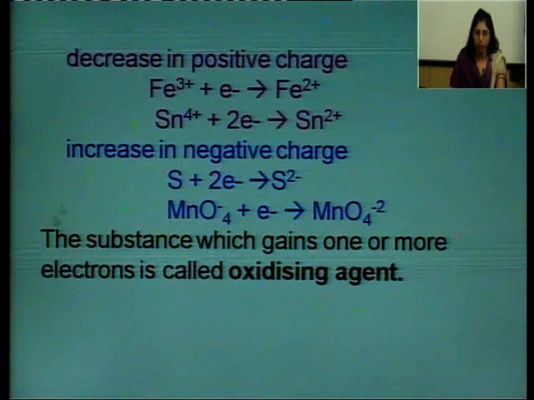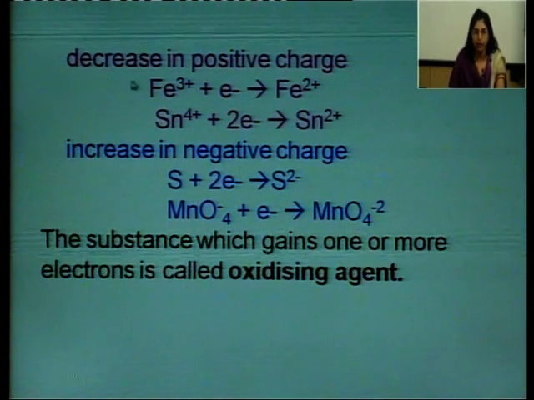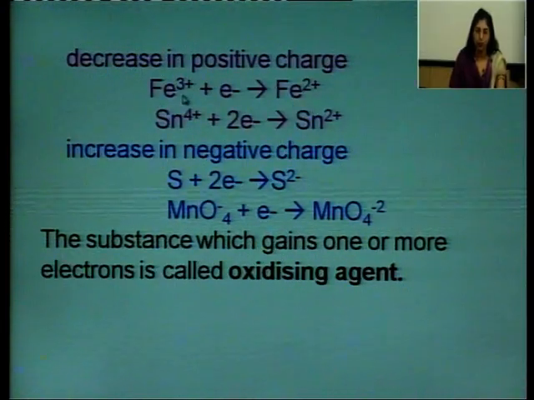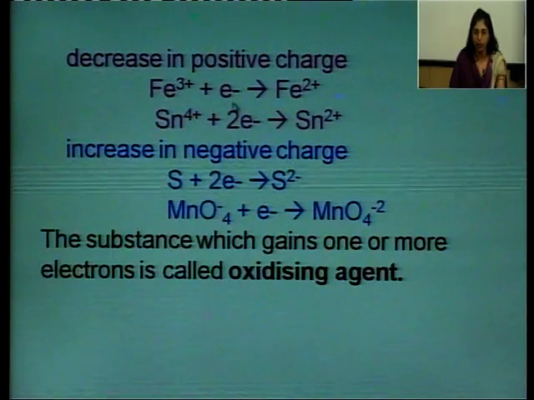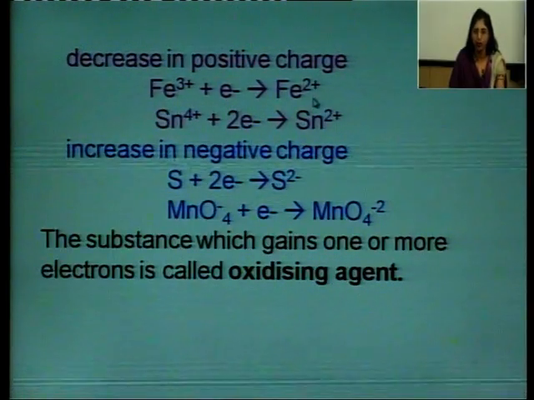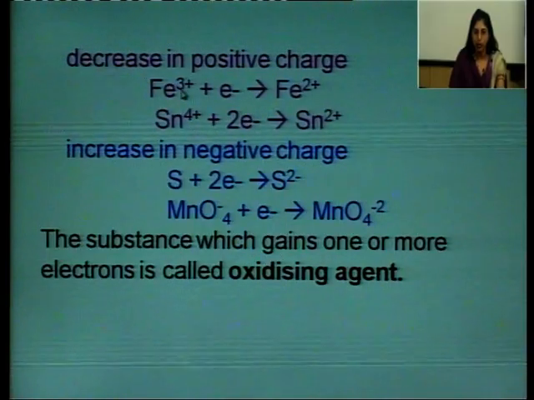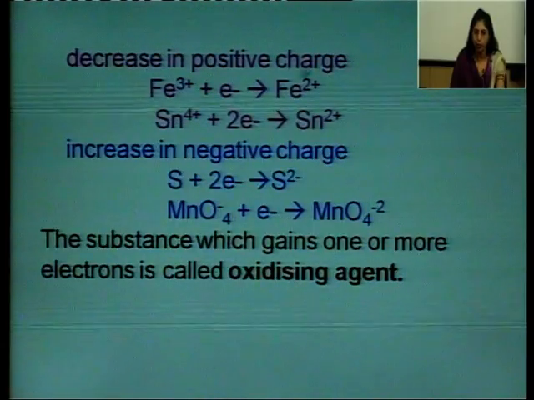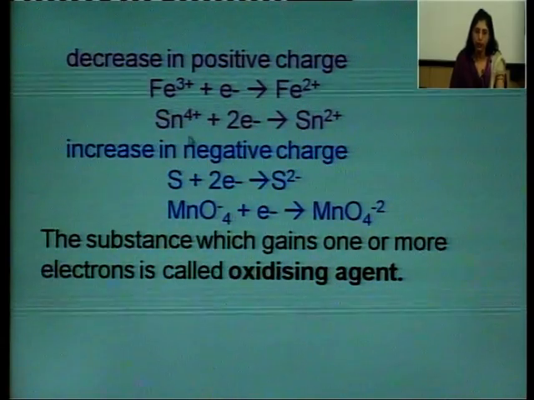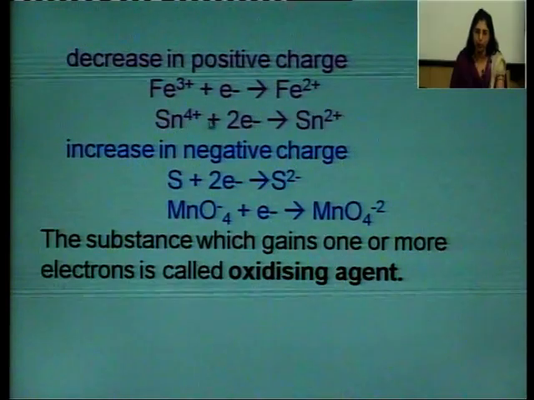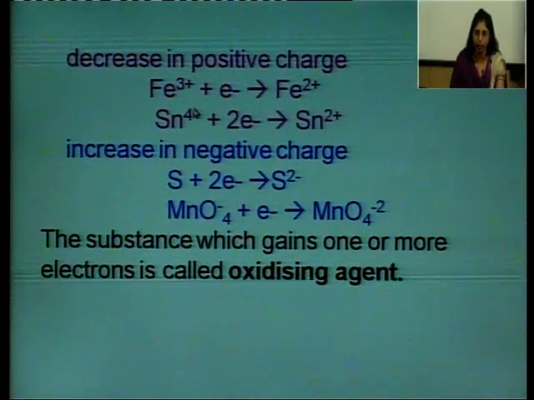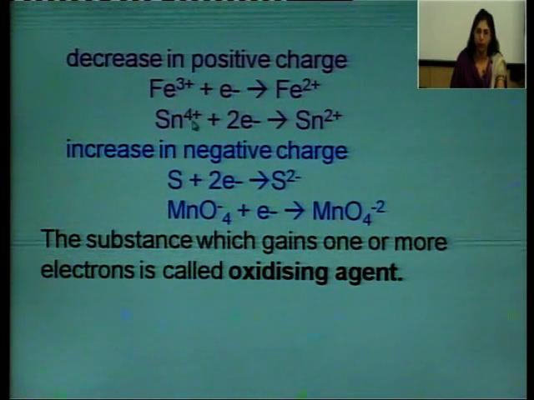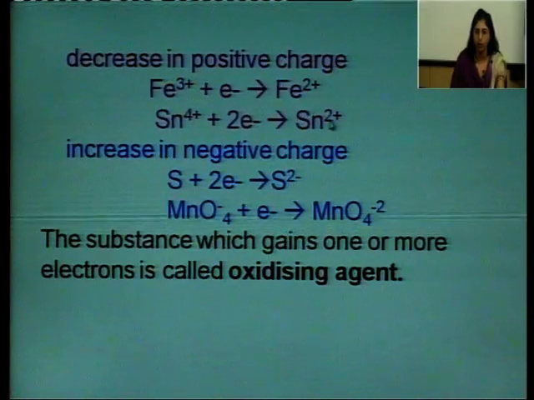These examples explain this point. Some examples which show decrease in positive charge: when ferric ion gains 1 electron, it changes into ferrous ion. That means, decrease in positive charge is taking place from +3 to +2. Similarly, in the next example, tin ion with +4 oxidation state changes into +2. That means, positive charge is again decreasing from +4 to +2.